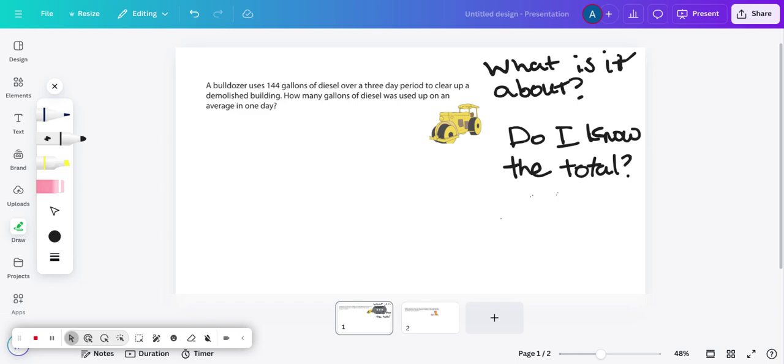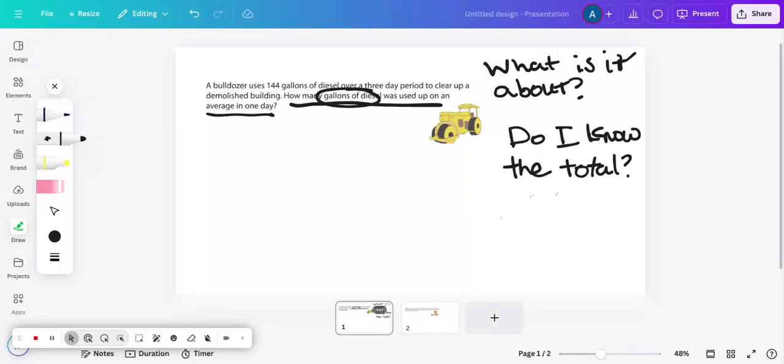So in the first question, it says a bulldozer uses 144 gallons of diesel over a 3-day period to clear up a demolished building. How many gallons of diesel was used up on an average in 1 day? When I read this problem, I want to think to myself, what is this problem about? What is the noun? What's the thing? Is it about seashells? Is it about cupcakes? Is it about stickers? The way we do that is when we go to the question, how many gallons of diesel was used up on an average in 1 day, the thing in this problem is gallons of diesel.